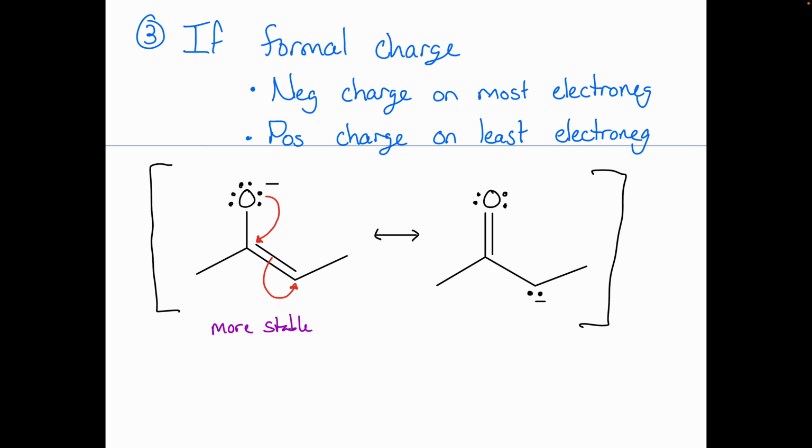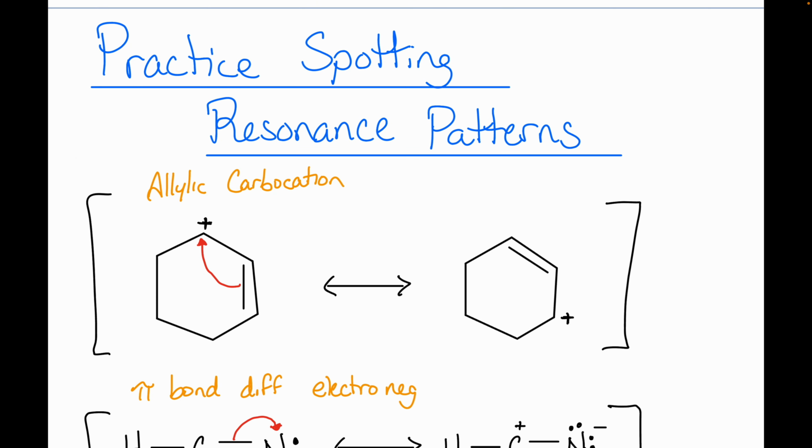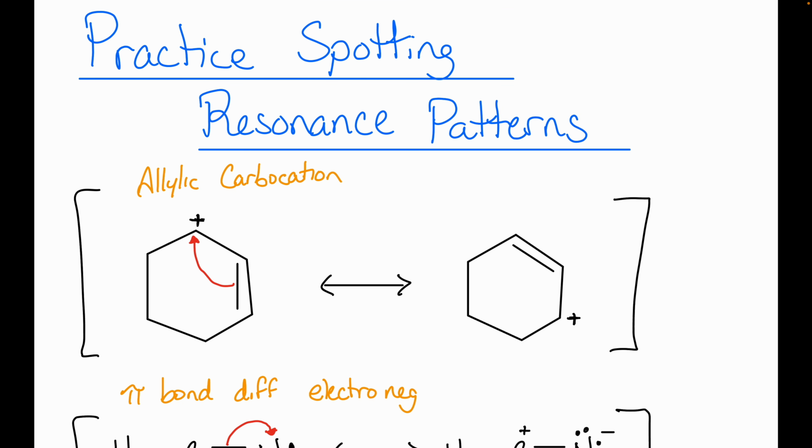Okay. Now, in some cases, as in this first example of our allylic carbocation, these are a wash in all three of those rules, right? These are tied. So in this case, they would be equally stable. But that's not always the case. Okay?